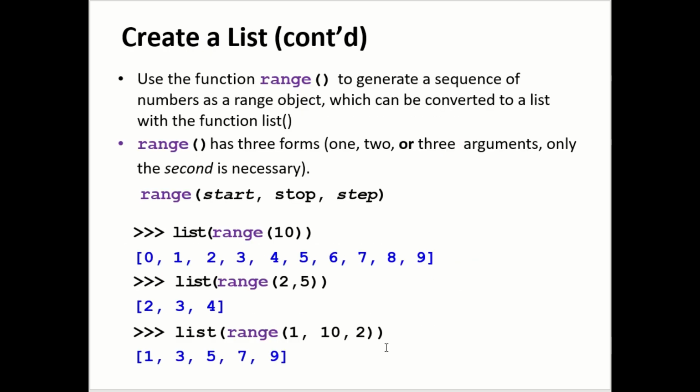One way to create a list without having to type each number that you'd want to put in there is to use the range function. So range is a function that actually generates something called a range object, which is a sequence like a list, but it doesn't have all of the benefits of a list. And so what we'll do is use the conversion function, list, to turn the output of range into a list.